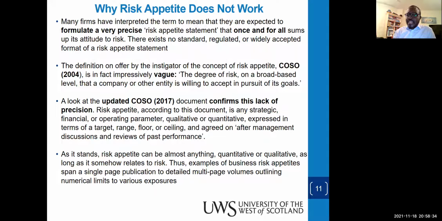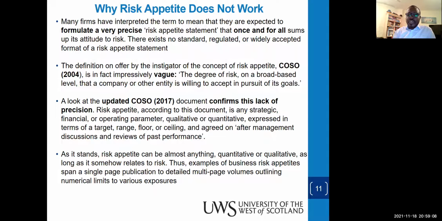So now you see that this statement is based on the vague definition of what a risk appetite is, and most firms will pick the 2004 definition of risk appetite by COSO. They have actually made it more vague. They see risk appetite to be the degree of risk on a broad-based level that a company or other entity is willing to accept in pursuit of its goals. Quite vague, with some abstract, arbitrary terms used there.